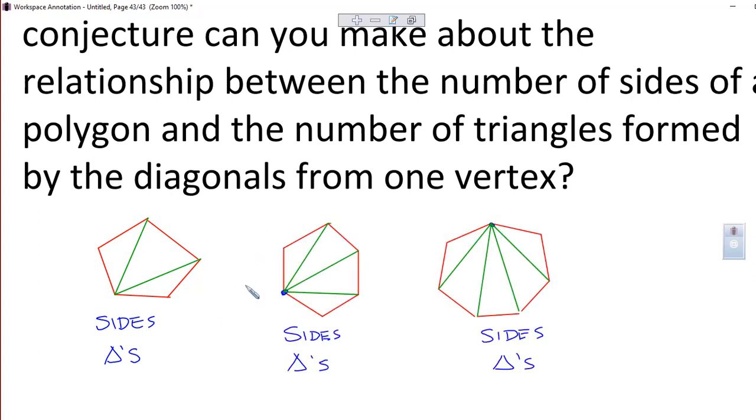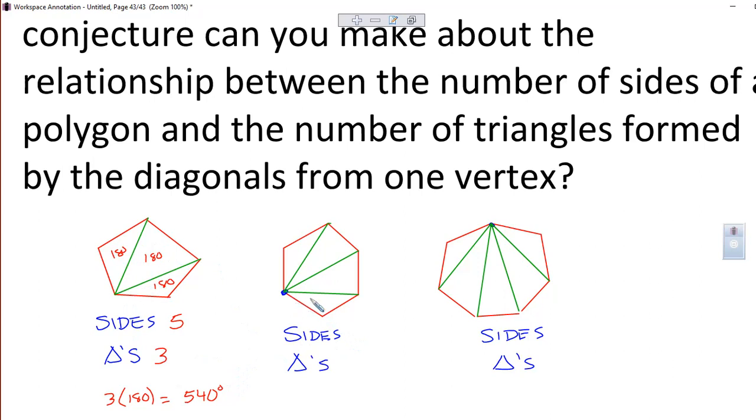All right, so there are 5 sides in a pentagon, and it forms 3 triangles. Now, each triangle has a total measure of 180 degrees. This one has 180, and so does this one. So if we have 180 degrees in each triangle, and we have 3 triangles, the sum of this 5-sided polygon is going to be 3 times 180, so 540 degrees is the sum of the pentagon.